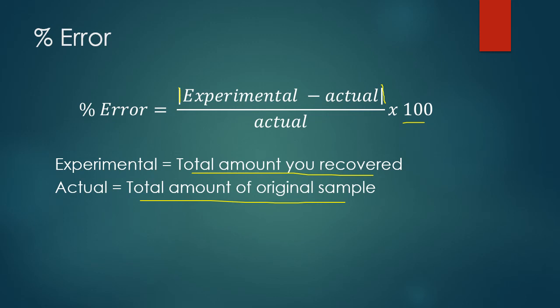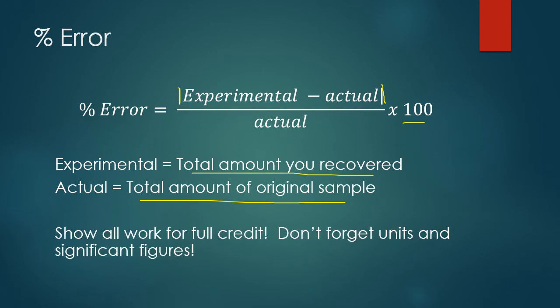So let me know if you have any questions. Make sure to show all your work for full credit. It says specifically in the directions to show your work. Don't forget your units, because you do get points docked off for that, and especially your significant figures. Okay, if you are subtracting, you're looking at decimal places. If you are multiplying or dividing, you are looking at the sig figs as a whole. So use those skills you learned in Chapter 1 and apply.